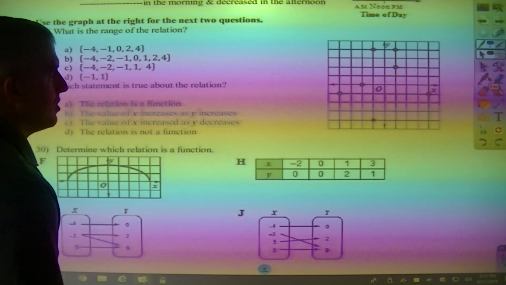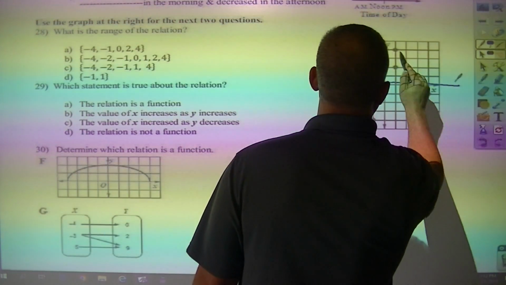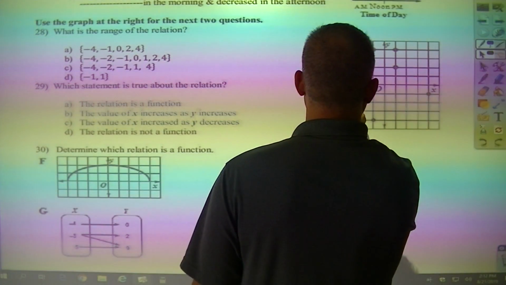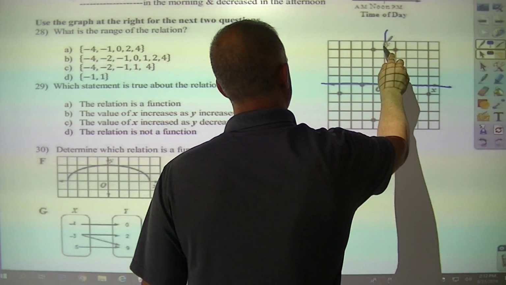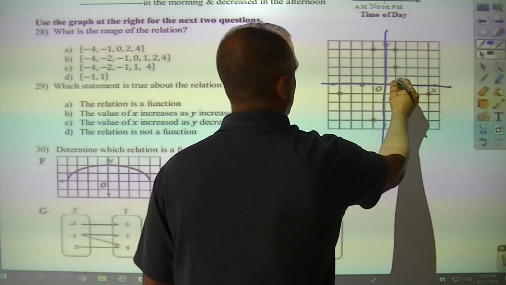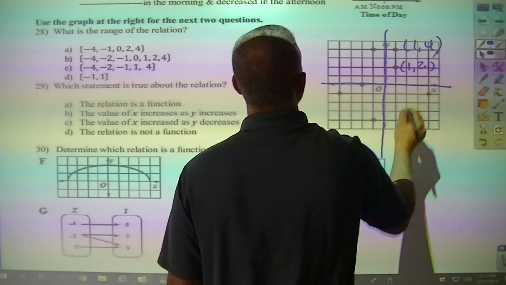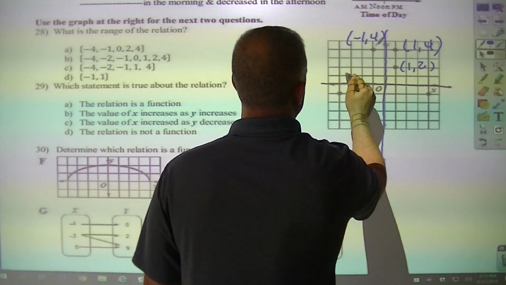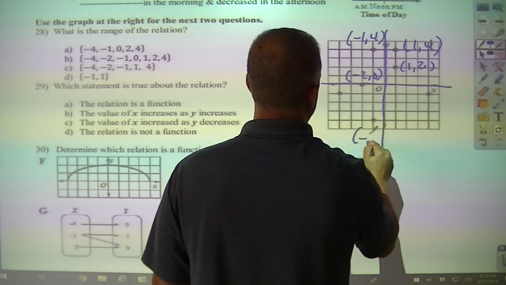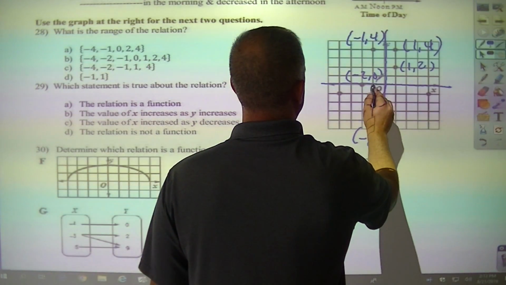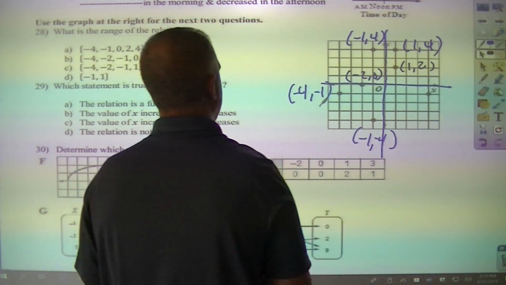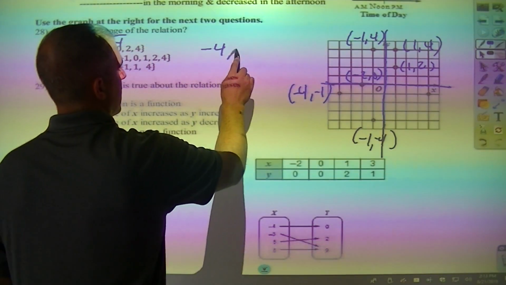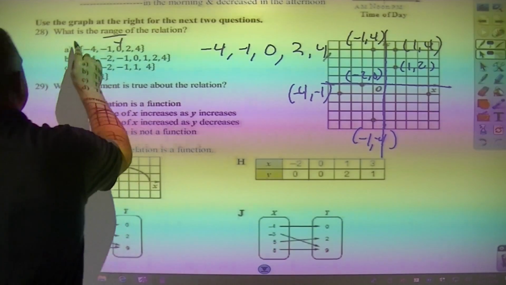Okay? What is the range of the relation? What you have to do is you really have to come up with the ordered pairs. Now, this is a little hard to see, so I'm going to do this like this. Okay, so this point here is 1 over 2 up. This point is 1 over 4 up. This point here is negative 1 over 4 up. This is negative 2, 0. This is negative 1, 1, 2, 3, 4 is negative 4, and then 1, 2, 3, 4, negative 4, negative 1. Okay? So range means y values, so my y values are negative 4, negative 1, 0, 2, and 4. So the answer would be A.